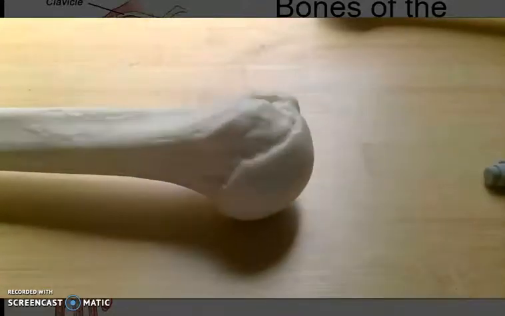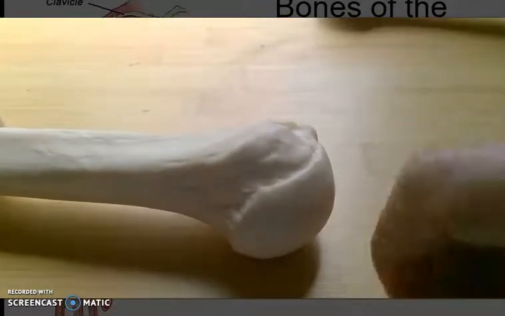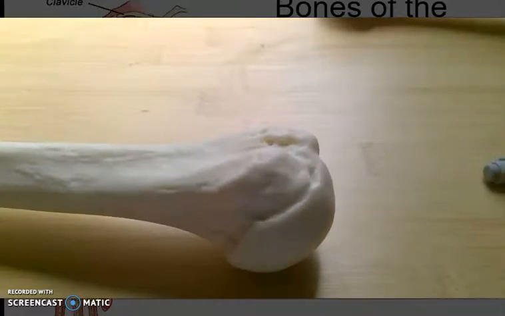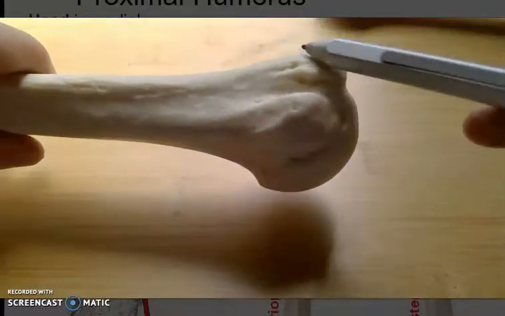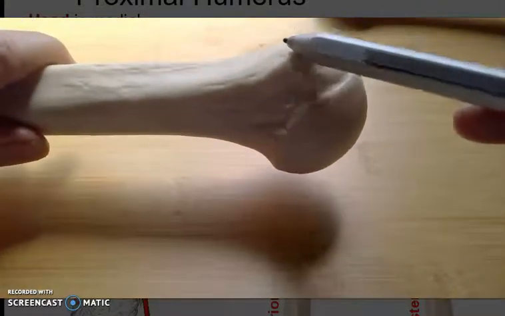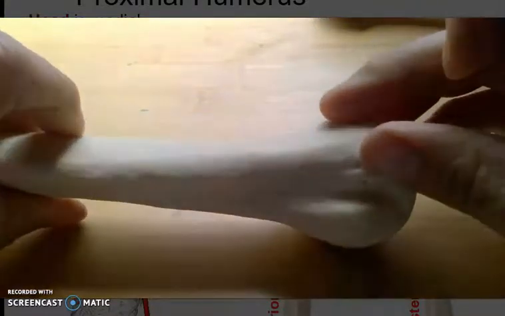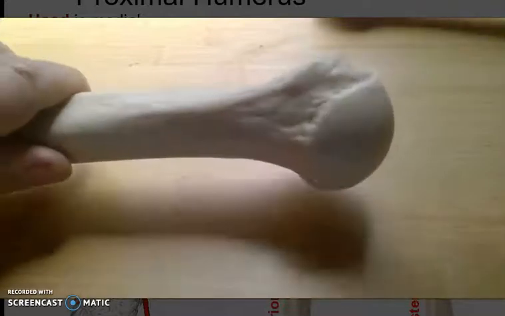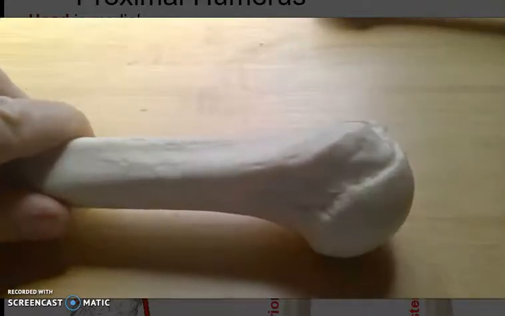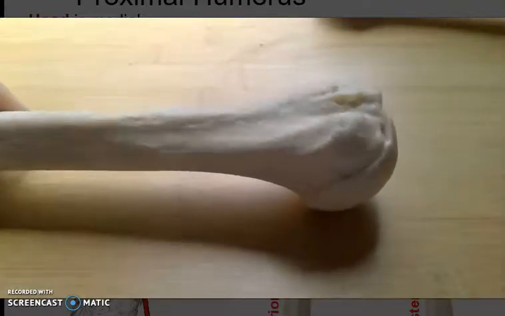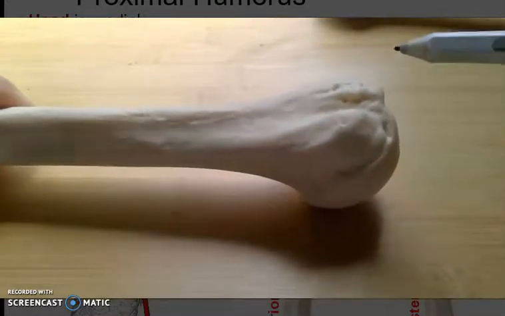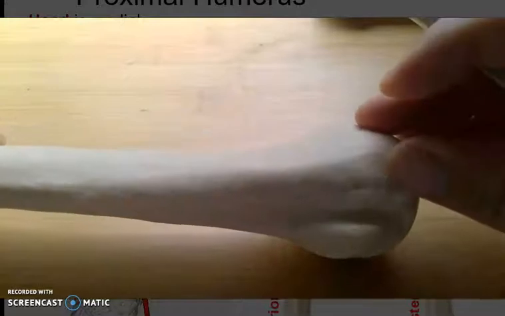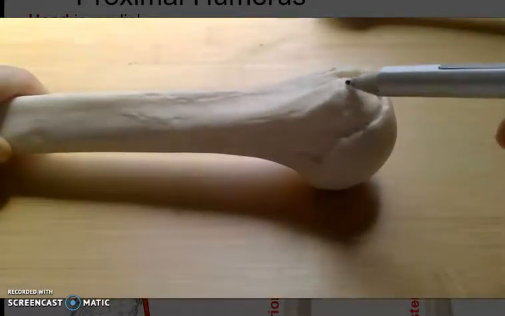So this side, we have two tubercles. This one is smaller than this one. So this bigger one is on the lateral side. This one is on the anterior side. It's the smaller one. So these tubercles are greater because this one's larger, and lesser because this one is smaller.